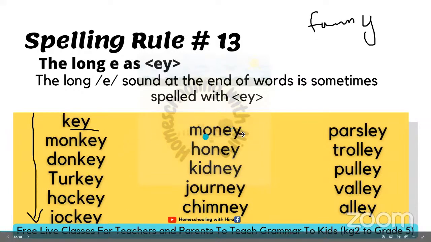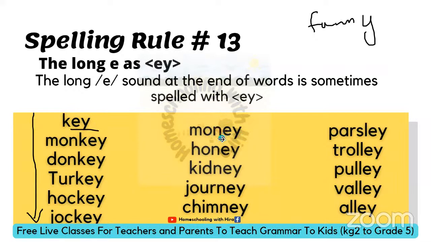Okay. Then we have the knee words. Money, honey, kidney, journey, chimney. The lee words. Parsley, trolley, pulley, valley, alley.